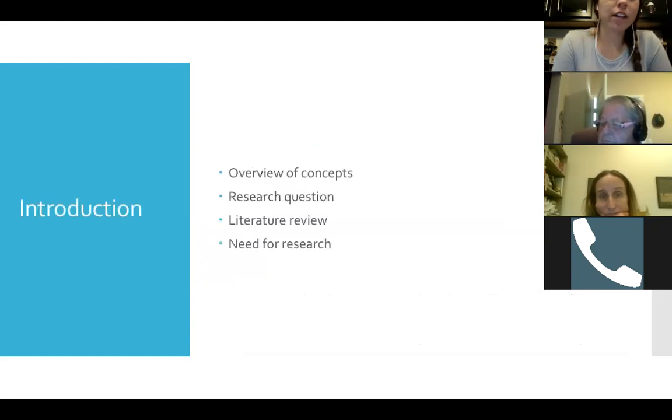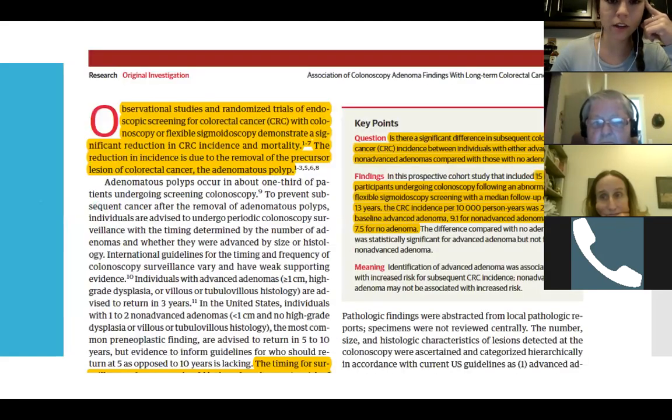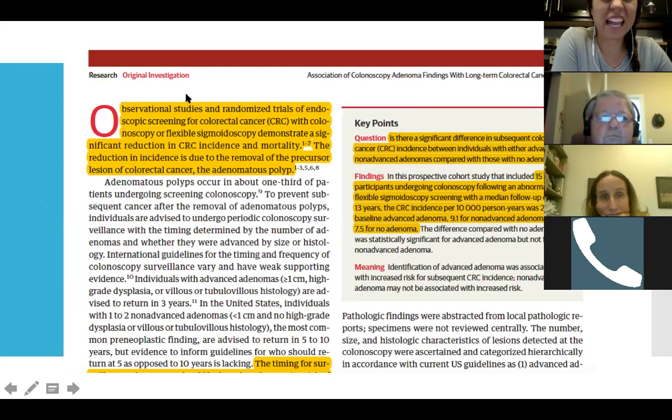Okay, so the next section in a research paper is the introduction, and this provides the overview of concepts as well as the research question that the researchers are trying to answer. And oftentimes there will be a short literature review, so they'll provide a background on the current research and what's known, and then that's when they dive into the need for research and why they're conducting this investigation. So in this article I sent you all, you can see here that they provide kind of the state of the science. They talk about past studies that have been done.